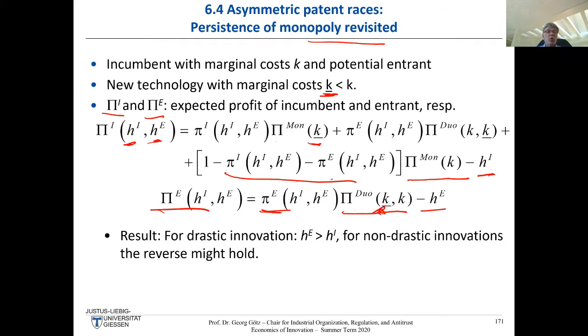Actually, what we can show immediately is that for drastic innovation, the entrant will always invest more in R&D than the rival. For non-drastic innovations, the reverse might hold, because for non-drastic innovation, this duopoly profit might be rather low, okay? Whereas the monopoly profit, the gain for the monopolist, might be rather high. For the non-drastic innovations, it's just the standard Gilbert-Newbery rationale. But here for drastic innovations, it's the opposite, and I will explain that on the next slide.